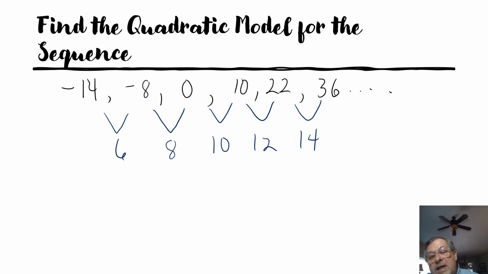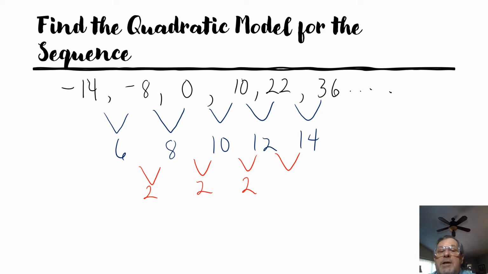But what about our second difference? Can we get to a second difference? Well, the difference between 8 and 6 is 2. The difference between 10 and 8 is 2. The difference between 12 and 10 is 2. And the difference between 14 and 12 is 2. And then we're going to build a system of equations such as I'm getting ready to show you, and then we're going to solve for that system of equations that we can then put into a quadratic model.